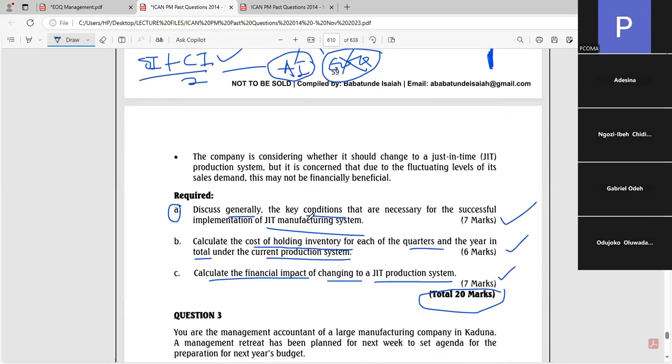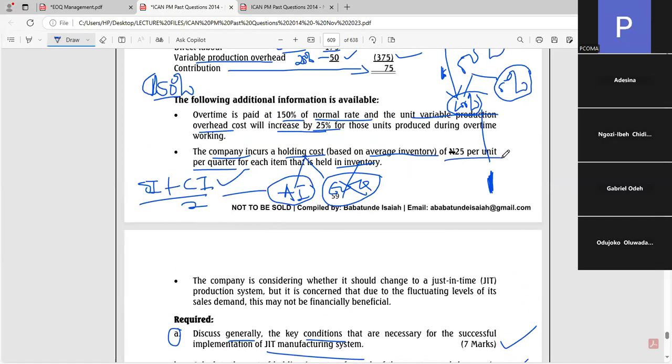All right. So our holding cost is 25 naira per unit per quarter for each item that is held in inventory. The last point that they gave to us is that the company is considering whether it should change to a just-in-time production system. But it is concerned that due to the fluctuation level of its sales demand, this may not be financially beneficial. So the company is considering, should we change to just-in-time or not?